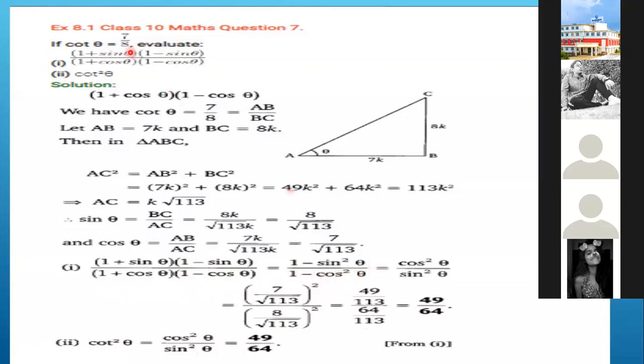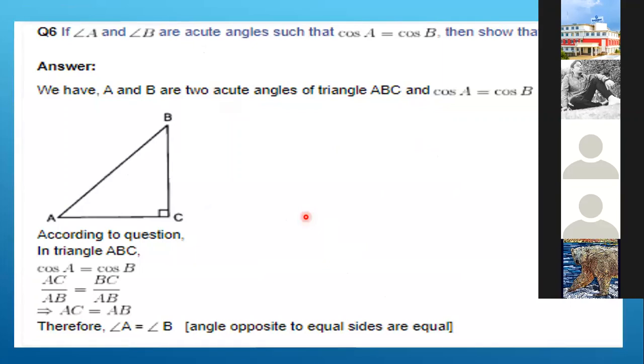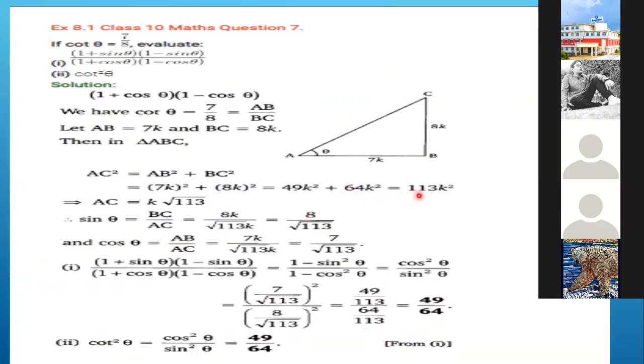Cot theta they gave. What do you mean by cot theta? Adjacent by opposite. 7 by 8 value they gave. By using this, find out AC value, children. Adjacent they gave 7. Opposite they gave 8. 7 square is 49. 8 square is 64. 49 plus 64 it is 113. So hypotenuse value AC is root 113. I hope you all have got this.